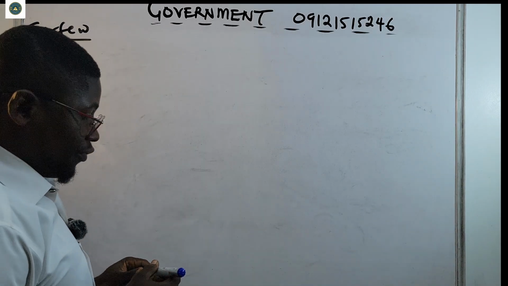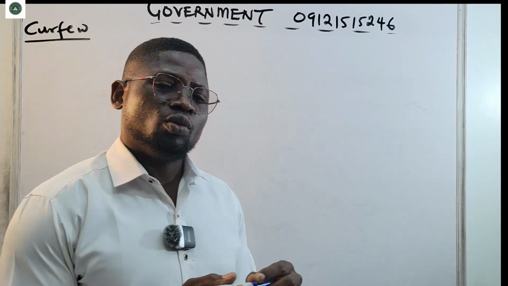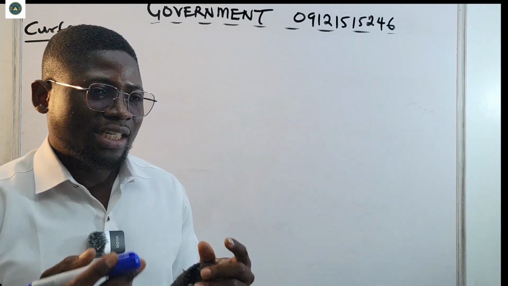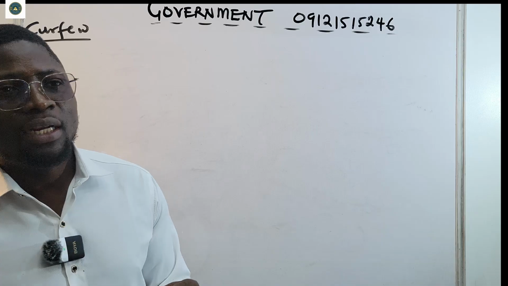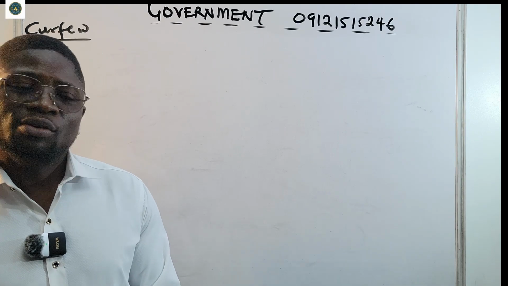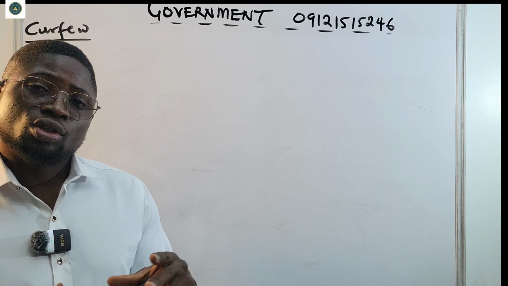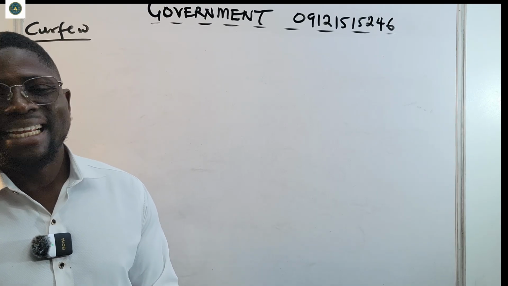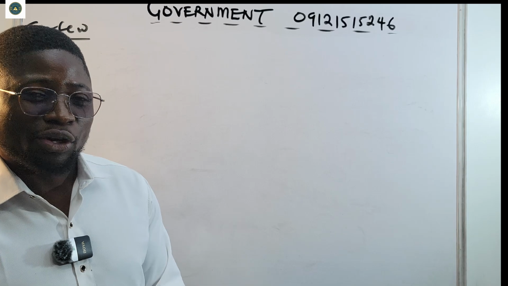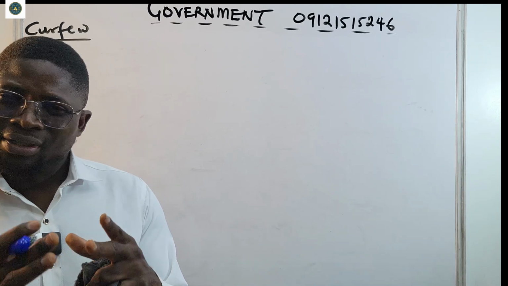All right, so curfew. In order for the government or the authorities to protect citizens, they usually declare a curfew. Usually after some time, like during the night, they'll say between 8 p.m. and some time, nobody should come out. Stay indoors. It's an order for you to stay indoors, just for protection.